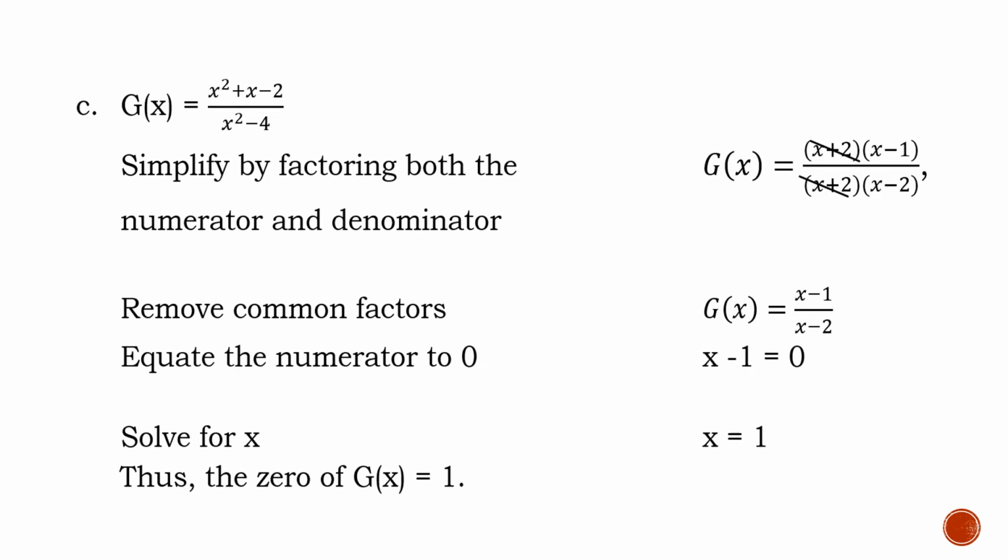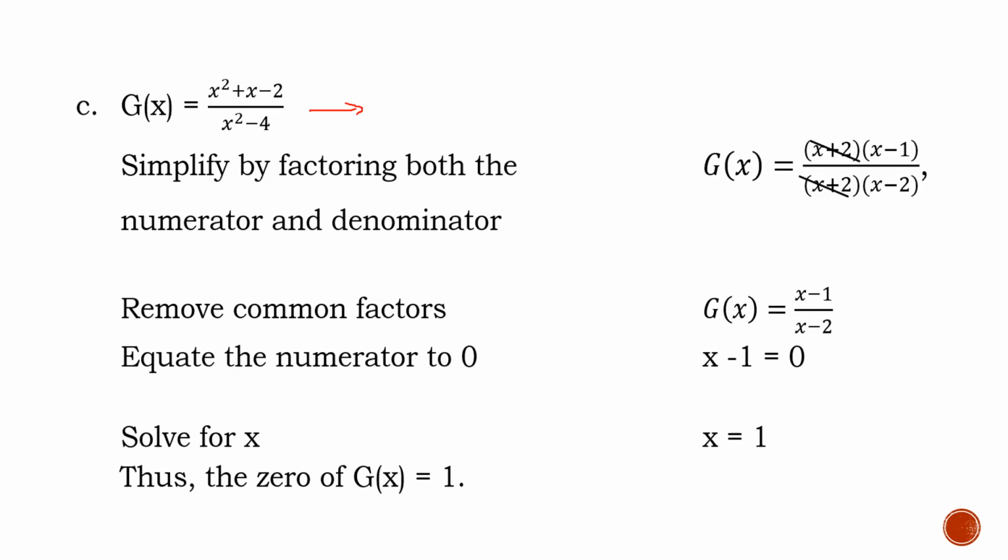So for letter C, your g of x is equal to x squared plus x minus 2 over x squared minus 4. Here, you don't need to go first in equating your numerator to 0 if there are chances that we can simplify this given rational function. If we can simplify it, then go with the simplification by applying the factoring method to simplify your numerator and denominator first. After simplifying, we can move forward in equating your numerator to 0.